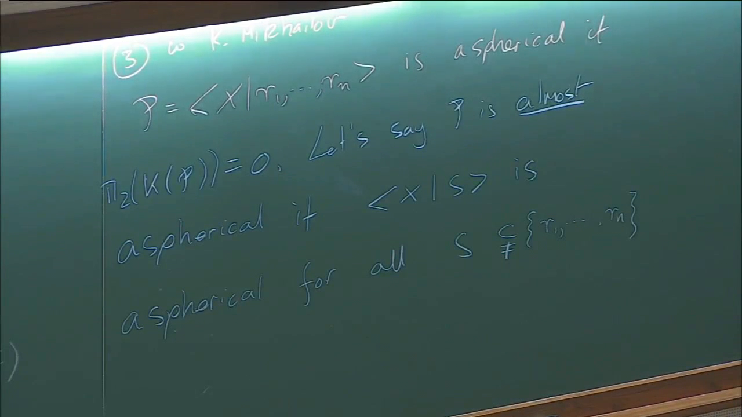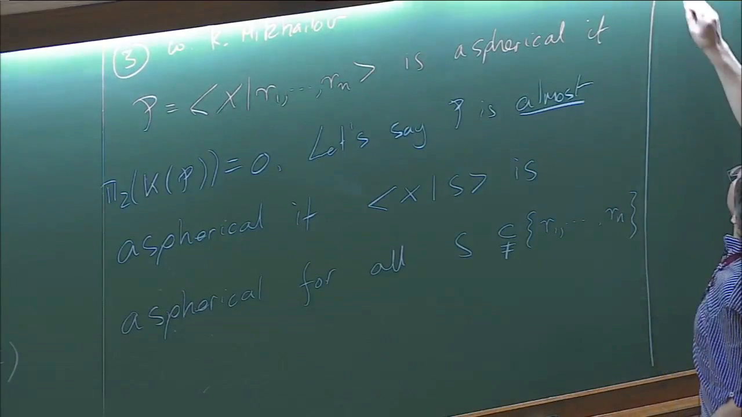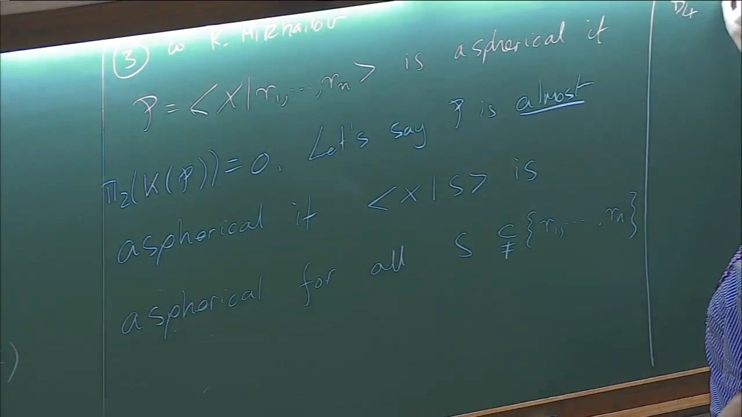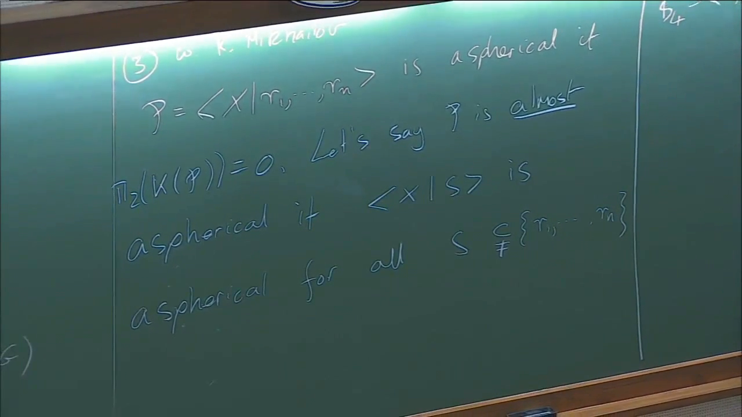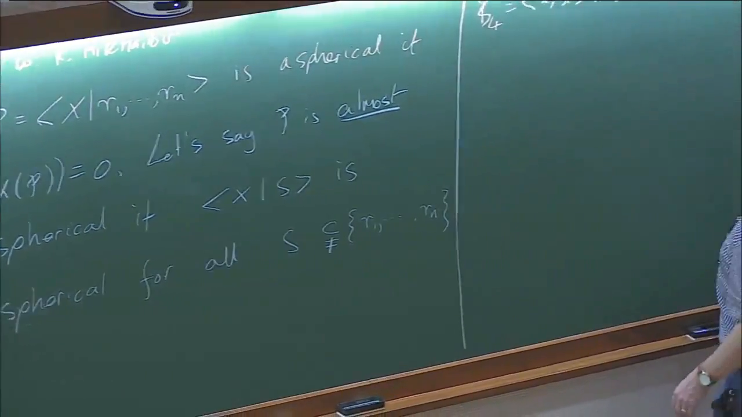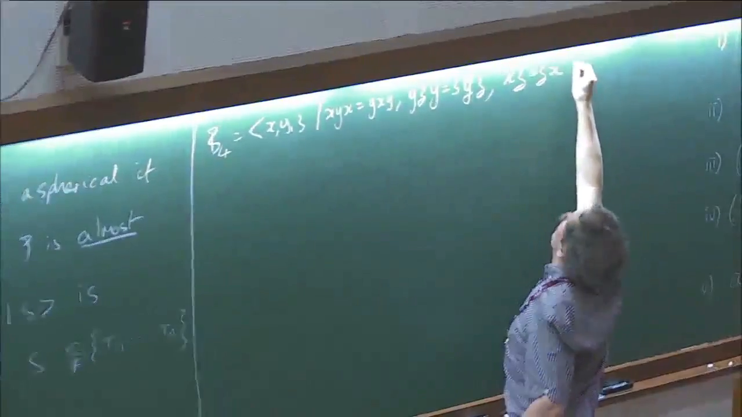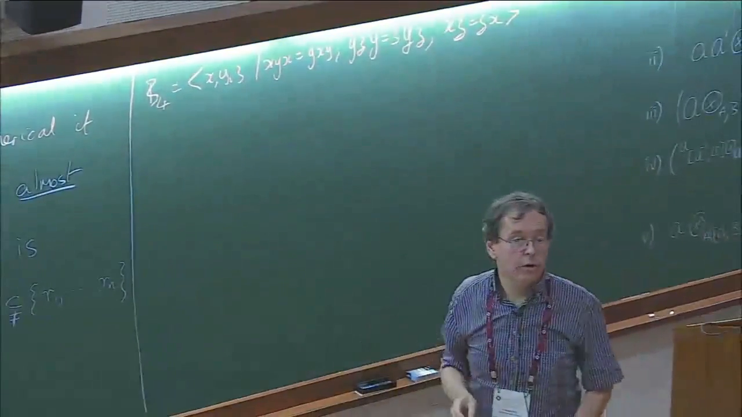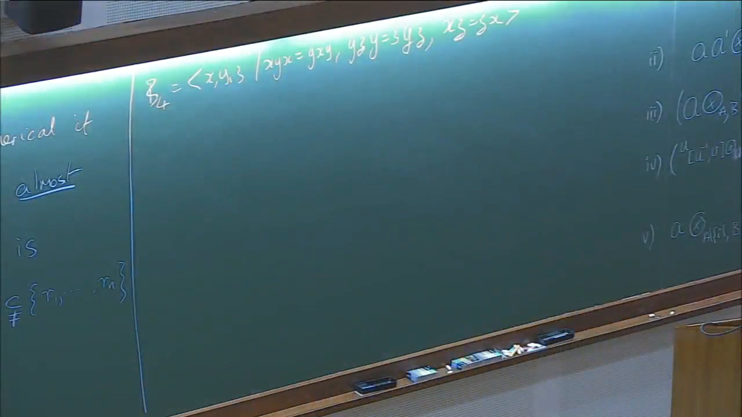Oh, let me give an example then. If you take the 4-string braid group, it's an example of an Artin group, the 4-string braid group, that is almost aspherical, but it's actually not aspherical because there's a sphere in it.